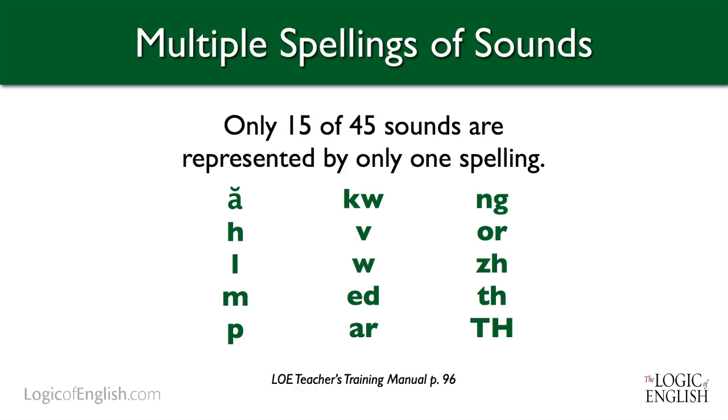Out of the 45 sounds in English, only 15 of them are represented by only one spelling. So if you hear the sound ah, you absolutely know how to spell it. Or if you hear the sound h, there's only one spelling.